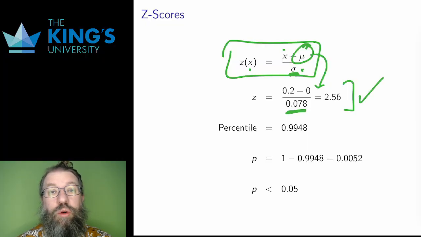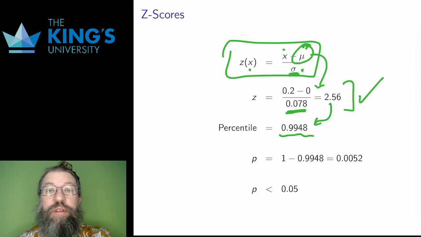Well, then the z-score of my statistic works out to 2.56. It says that my statistic is 2.56 standard deviations away from the mean. Also from the last video, the z-score gave me percentiles. These are from a table, and if I look up 2.56 on the table, I get the 99.48th percentile. This sample statistic is greater than 99.48% of the randomly generated samples.